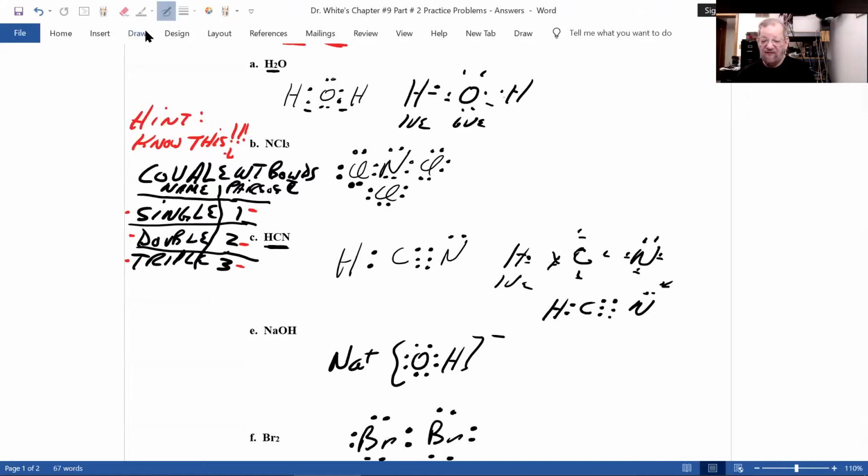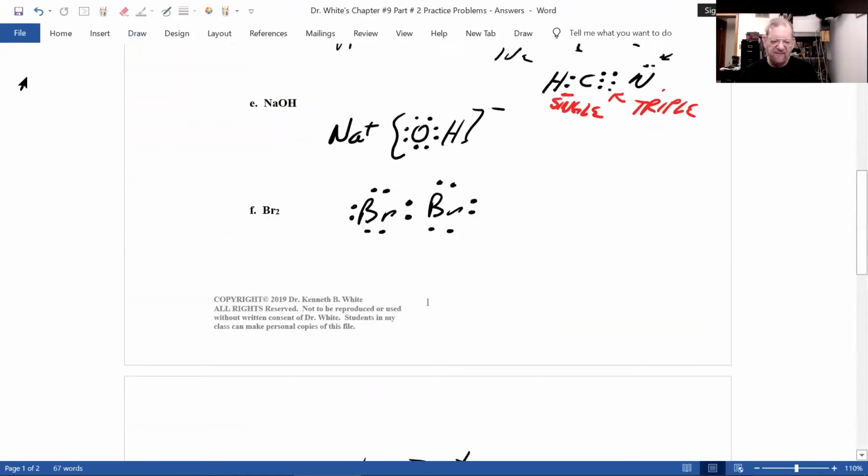All right. Now, if we look over here, between the carbon and hydrogen, 2 dots, what does that tell you? 1 pair of electrons. Remember, a pair means 2, and that's a single bond. If we look between the carbon and nitrogen, you see 6 electrons, 3 pairs, and 3 pairs is a triple bond. So in HCN, hydrogen cyanide, there's a single bond and a triple bond. Now, let's look at the next one.